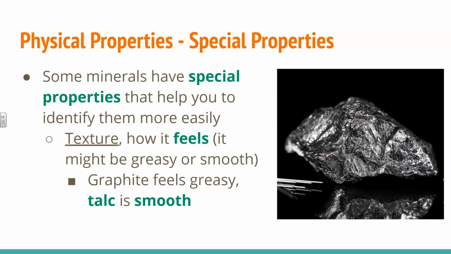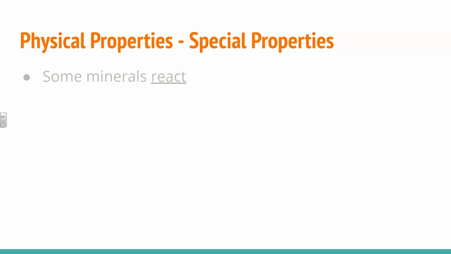Whereas talc is very smooth. Talc is that baby powder. I know babies use it, obviously, on their booties, okay? Talc is supposed to smooth out and dry out the area so that the baby doesn't get diaper rash. So texture might be a key characteristic. Other minerals aren't going to feel like anything, but graphite and talc definitely have a very specific texture.